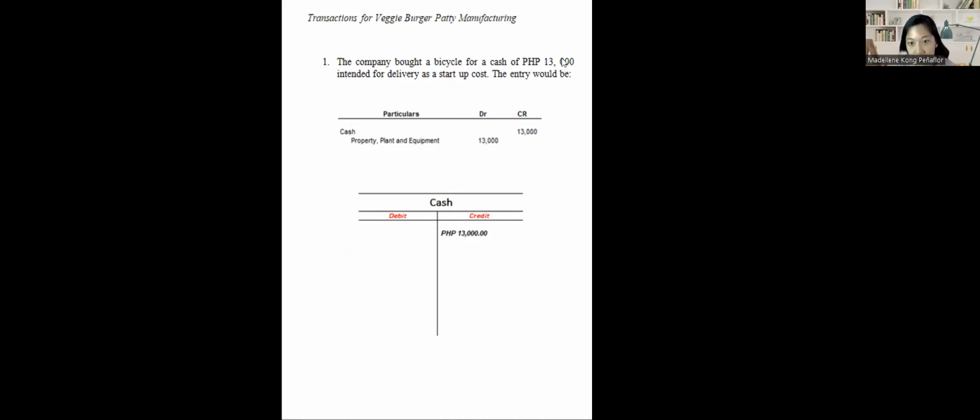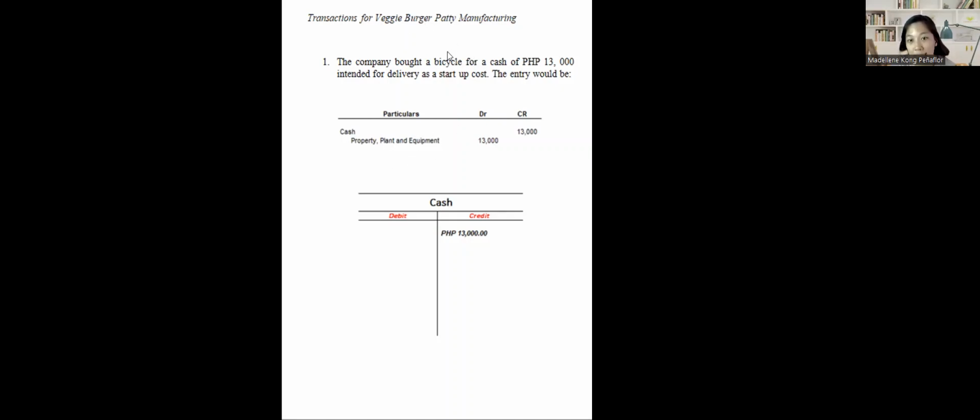Why? Because since cash is an asset account, and here we can see in the transaction that cash is being deducted in order to buy a PPE. So we will put 13,000 cash as a credit since a portion of your cash was being used and expensed out to buy a bicycle. So we put credit cash and debit PPE.